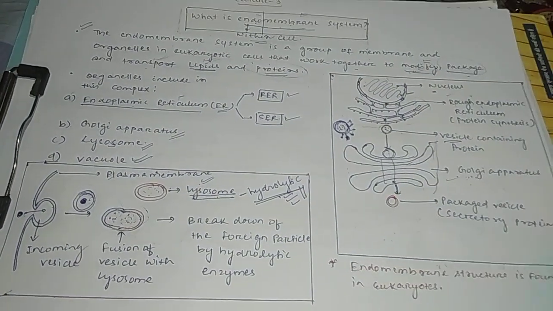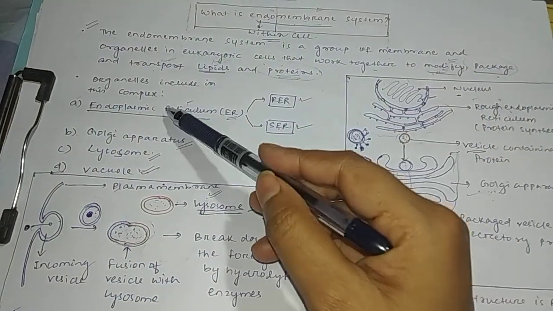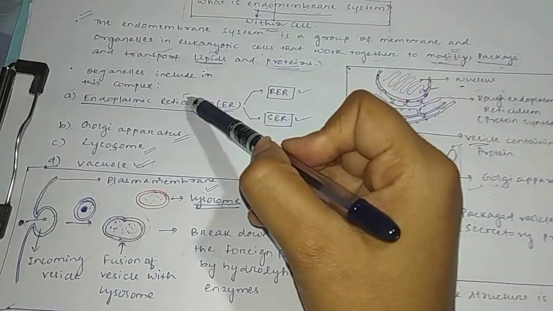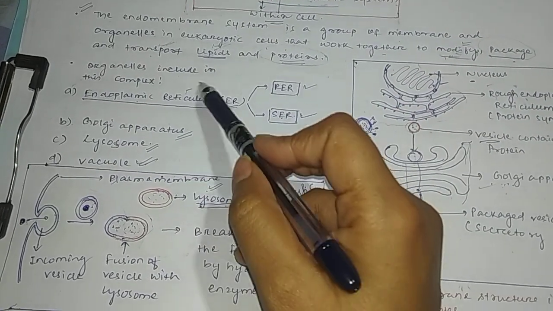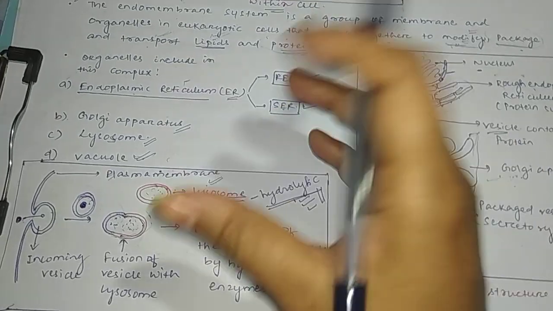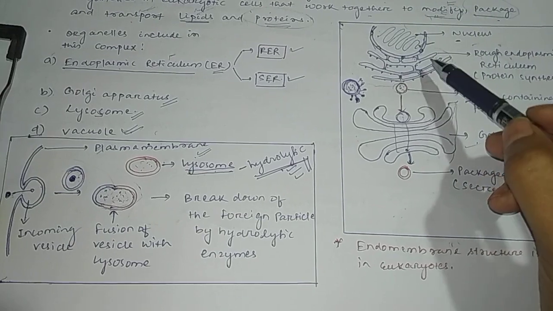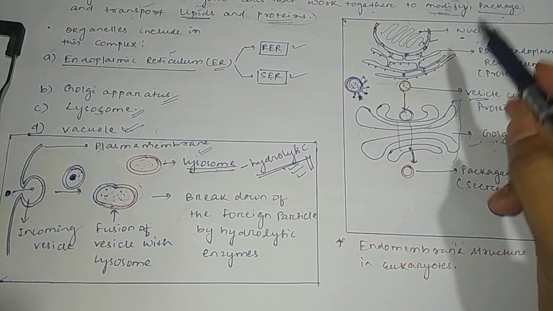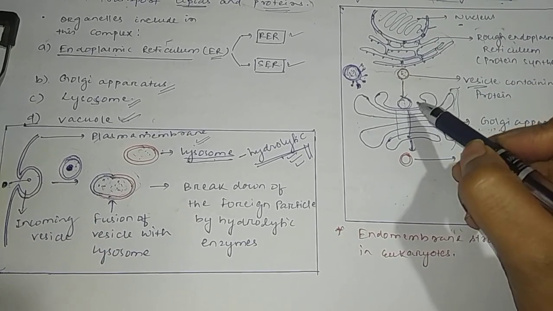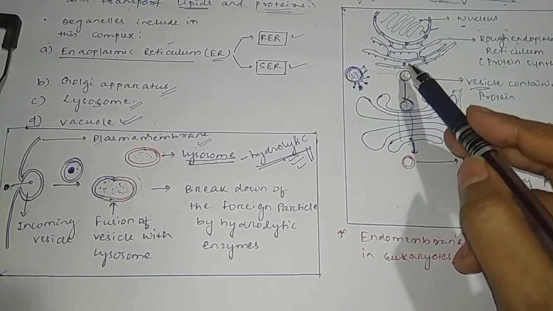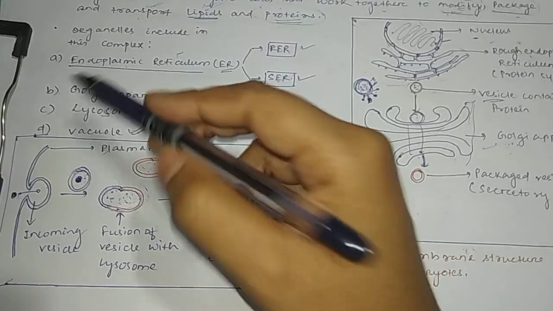You can see here this endomembrane system. The endomembrane system contains 4 cell organelles, that are the endoplasmic reticulum, Golgi apparatus, lysosome and vacuole. These 4 cell organelles function simultaneously or interrelatedly. Here I have discussed how this particular endoplasmic reticulum and Golgi apparatus are doing a great job, and sometimes the lysosomes are formed like this. So these 4 structures are interconnected.